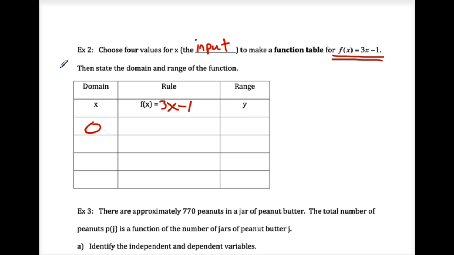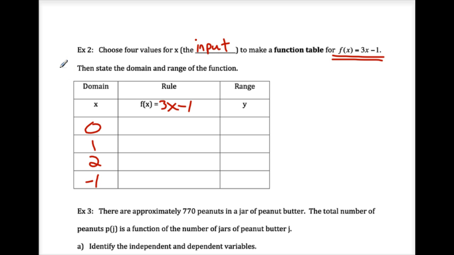What would be the next smartest x value you should choose? 1. Keep it simple. 2. You have to choose a negative value. Negative 1. There's no such thing as negative 0. Good try, Harrison. If the coefficient of the x is a whole number, which it is in this problem, choose 0, 1, 2, and negative 1.